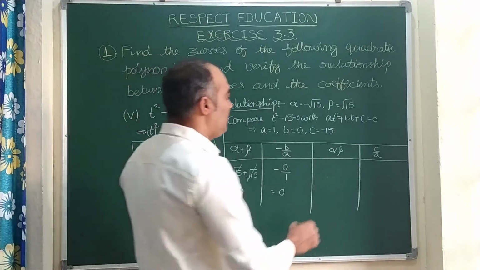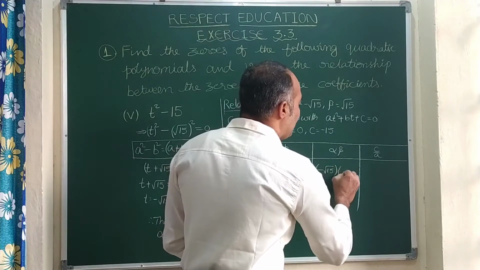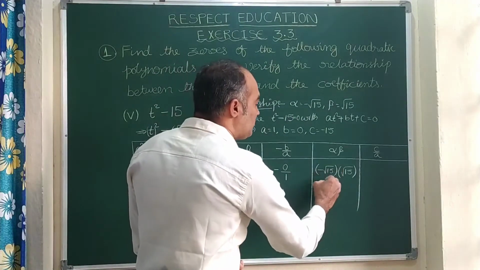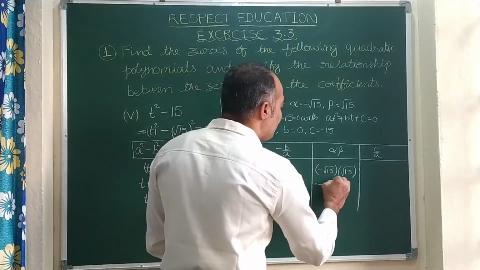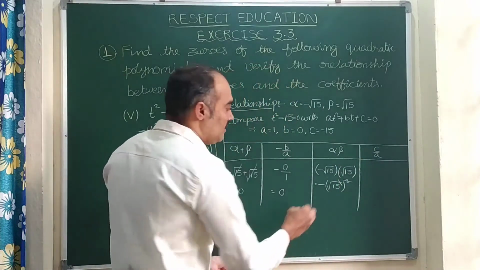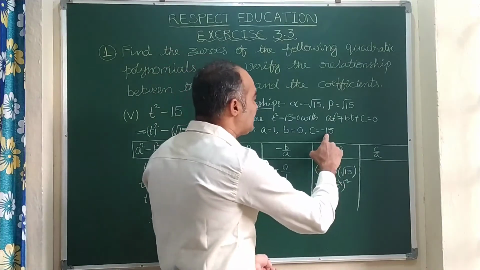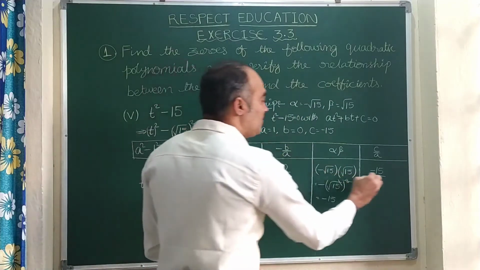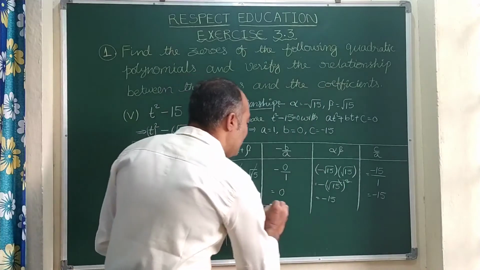Right? Now alpha into beta. Here alpha is minus root 15 into beta is plus root 15. When you multiply, minus into plus becomes minus. Root 15 into root 15 is root 15 square. Here square and root get cancelled. So you will get minus 15. Clear? c by a: c is minus 15, a is 1. Minus 15 by 1 is minus 15. Clear?